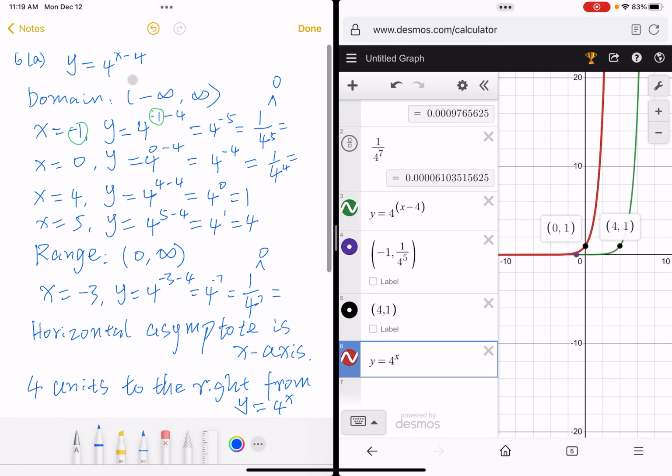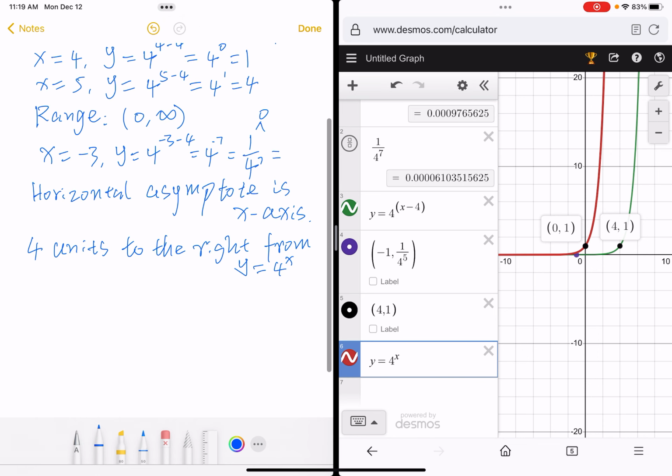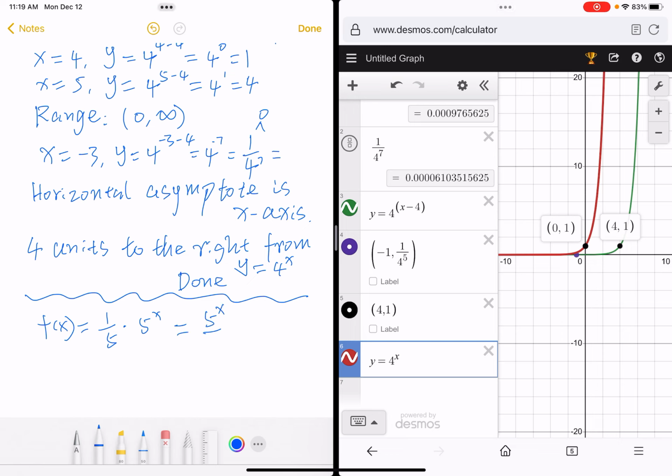And then another question, we're done here. Then how about the graph for f of x equals 1 over 5 times 5 to the x? What does the graph look like? Remember, this one is 5 to the x divided by 5 to the 5th power, which is 5 to the x minus 1. Okay?